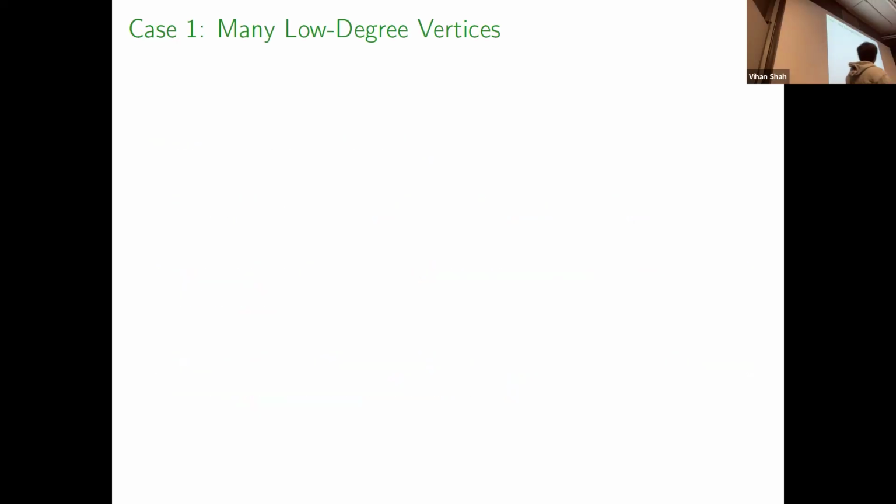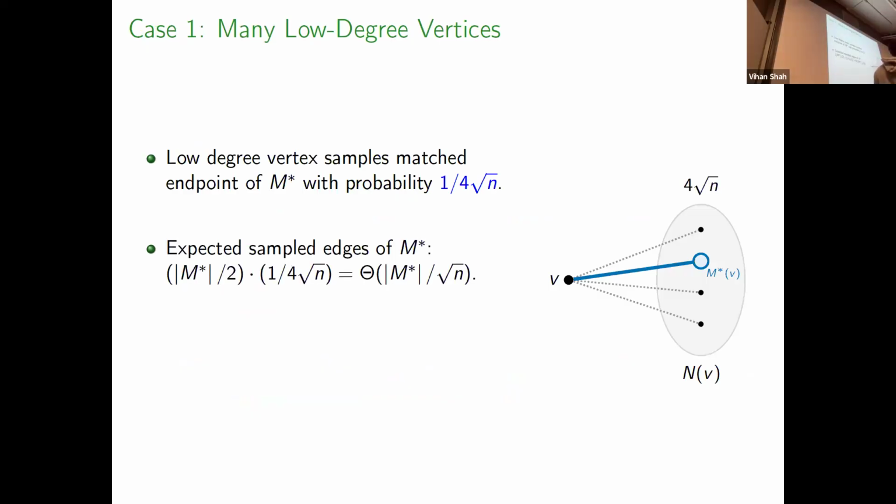So I've just written down the proof for the puzzle again. What is the probability I'm going to get this matched edge? It's 1 over 4 times root n. And so I have n edges, and so I'm going to get something which is of size M star divided by square root n times some constant.